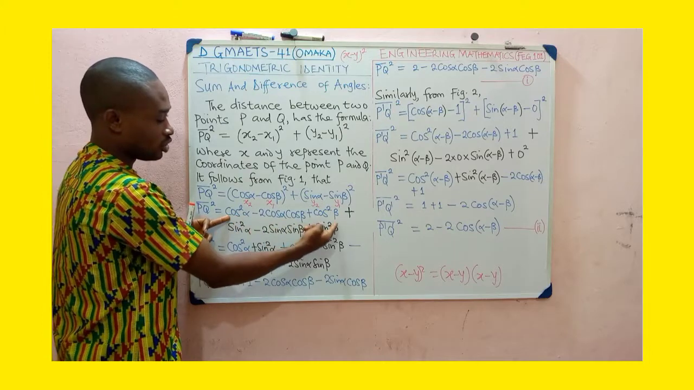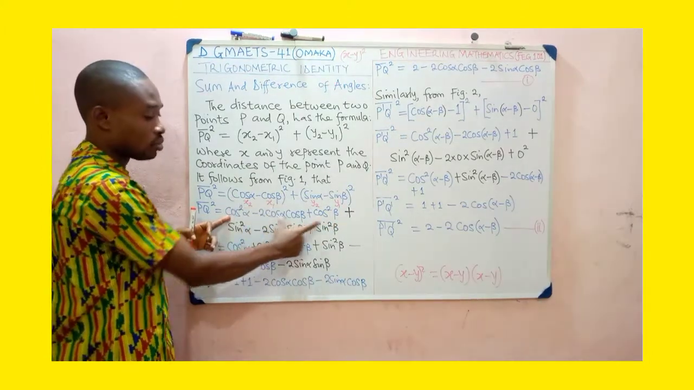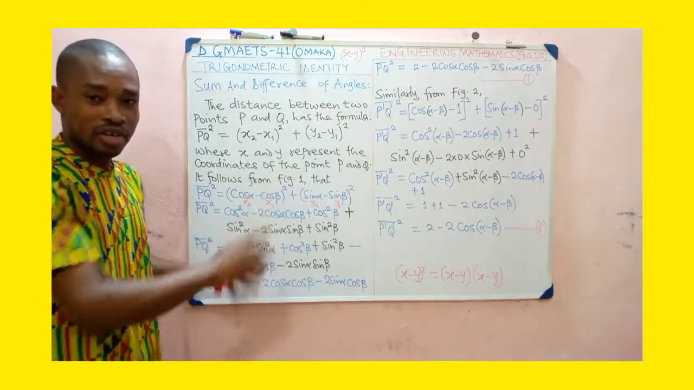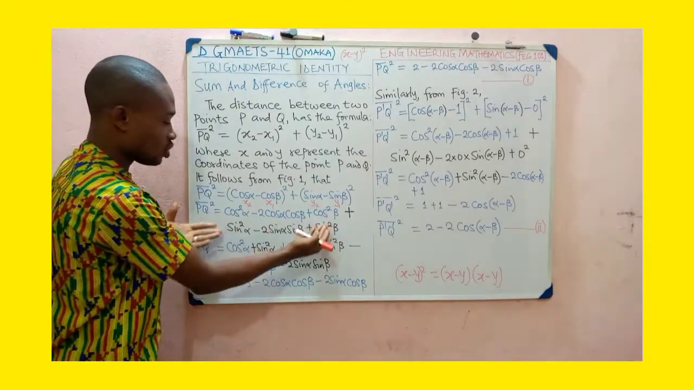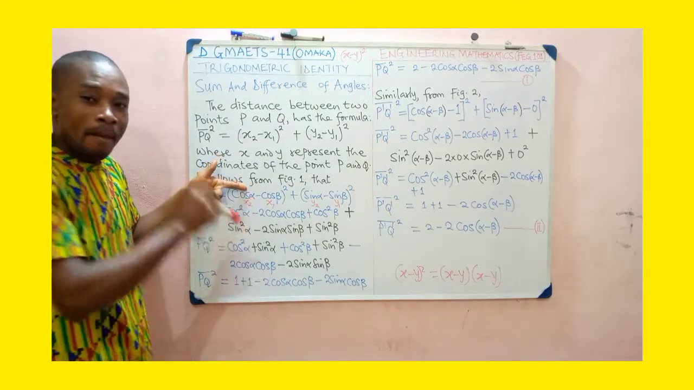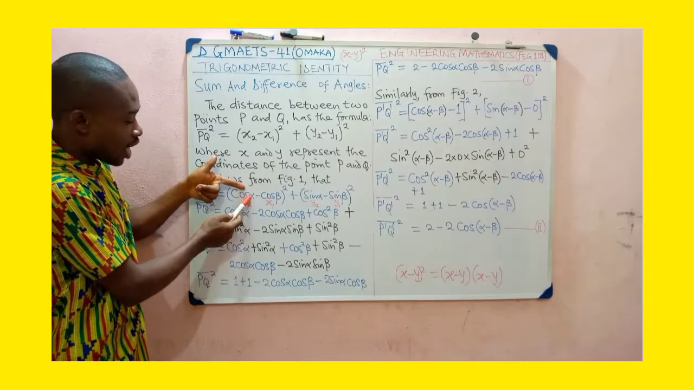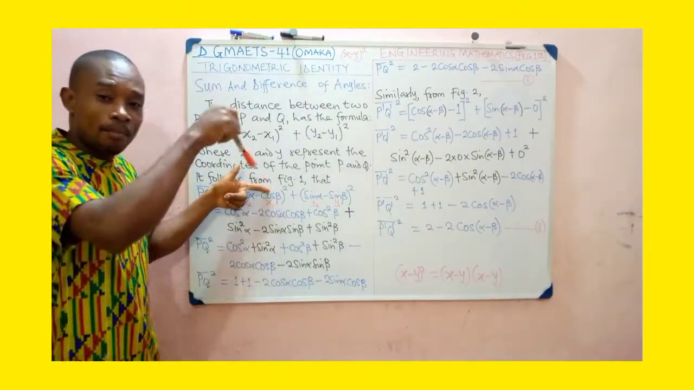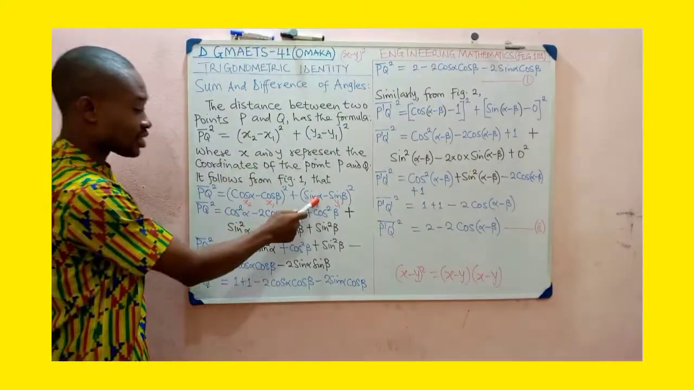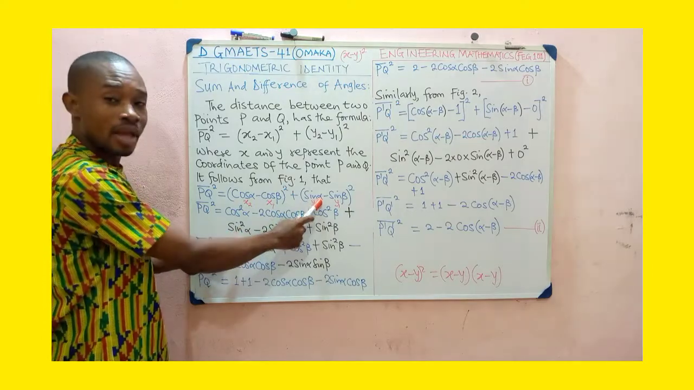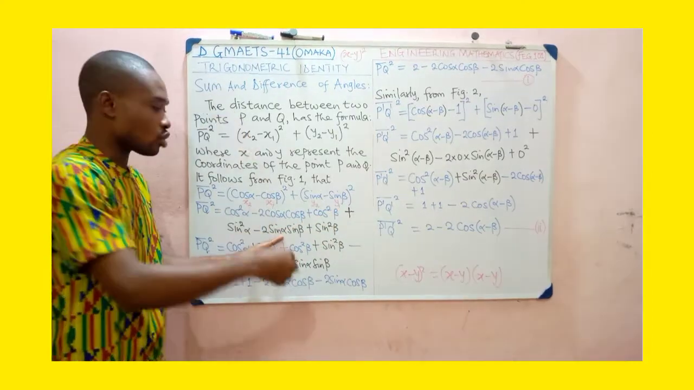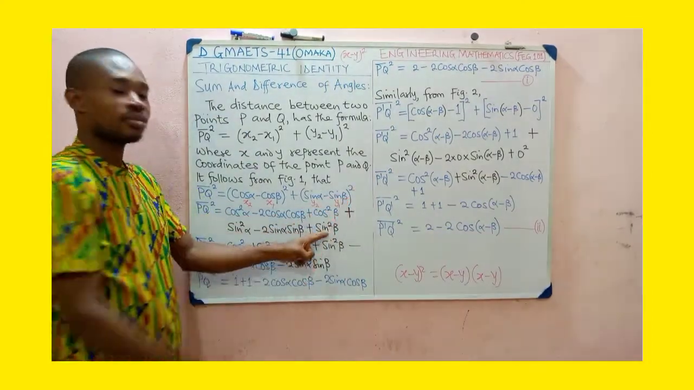I've written the first expansion, that is the x2 minus x1 in blue marker, and then the second expansion, y2 minus y1 in black marker, so I can differentiate that. And having expanded these two terms, this is what we have: cos square alpha minus 2 times cos alpha times cos beta, then plus cos squared beta. Do same here. You're going to get sine square alpha minus 2 times sine alpha sine beta, then plus sine squared beta.